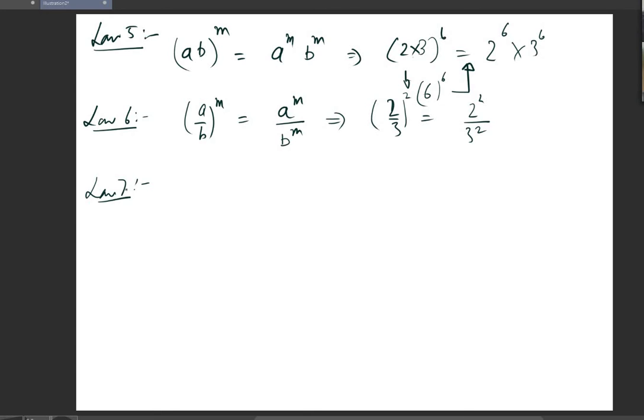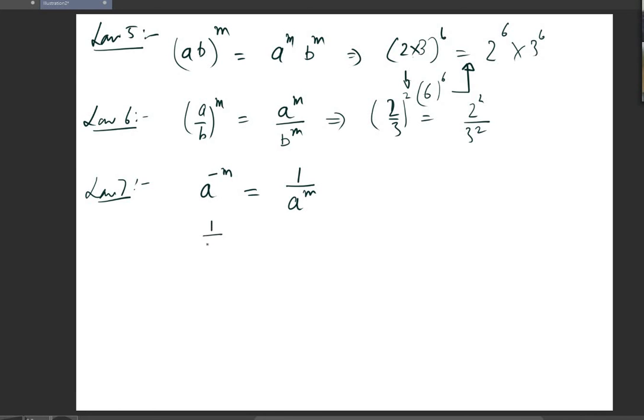And then law 7 is the negative index. If you have a raised to the power of minus m, now your index is a negative number. There's nothing called negative power. Power is always positive, and how do you make it positive? You reciprocate the given exponential. You take the numerator to the denominator, and the signs of the powers flip. Negative becomes positive, positive becomes negative. It's the other way around as well.